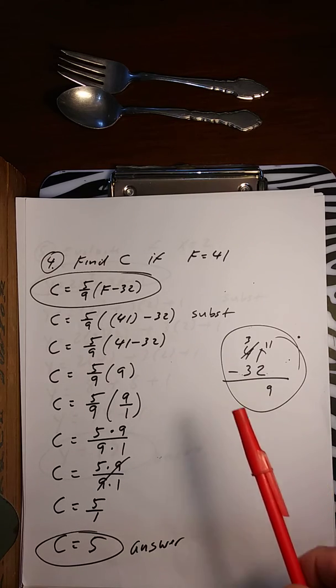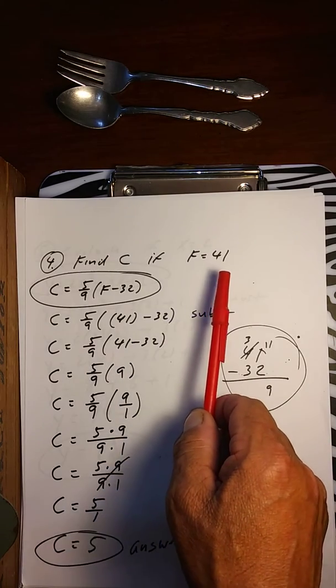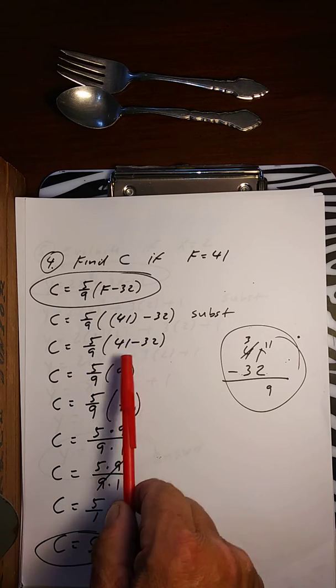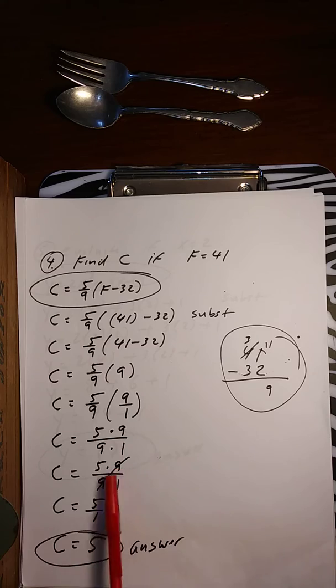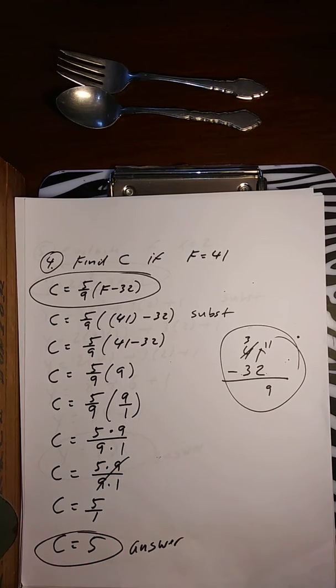Find C if f is 41. Put a 41 in there. 41 minus that is 9. 9 over 1, so now we have 5 times that, divide, cancel 9, so 5 over 1 is 5.